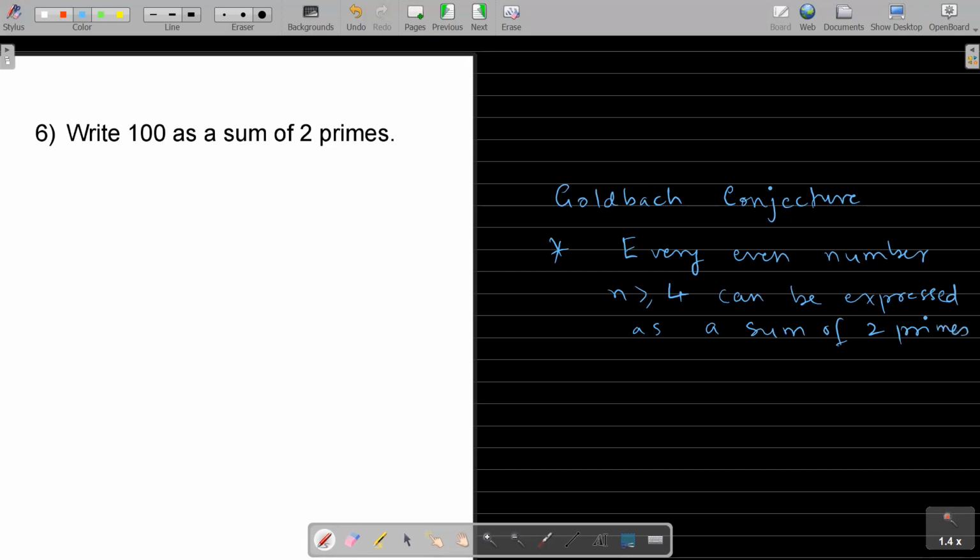So for example, 4 I can write as 2 plus 2. 6 I can write as 3 plus 3. 8 I can write as 3 plus 5. 10 I can write as 3 plus 7 or 5 plus 5. So at least for the first 4 even numbers up to 10, we have checked that each of them can be expressed as a sum of two primes, sometimes in more than one way. And we want to do the same thing with 100. So I want to write 100 as a sum of two primes.